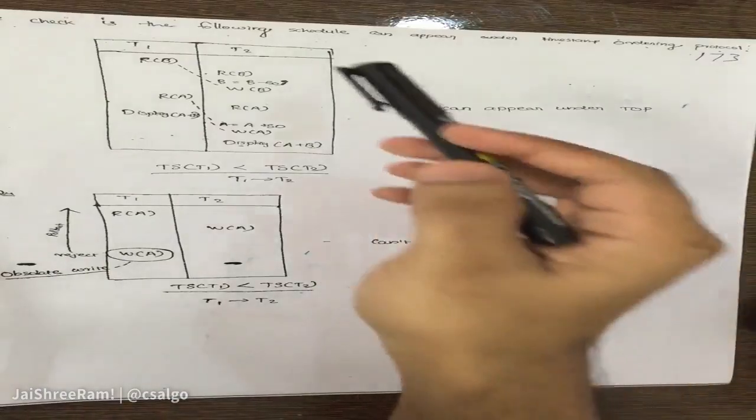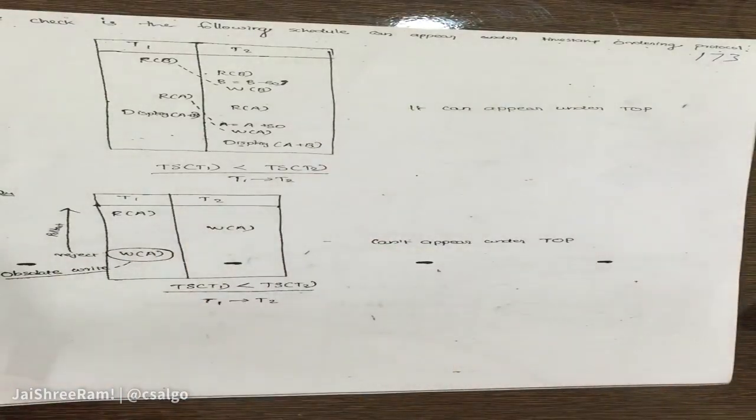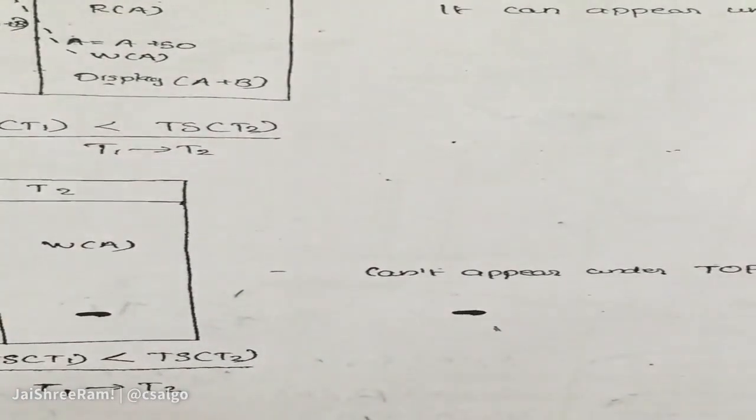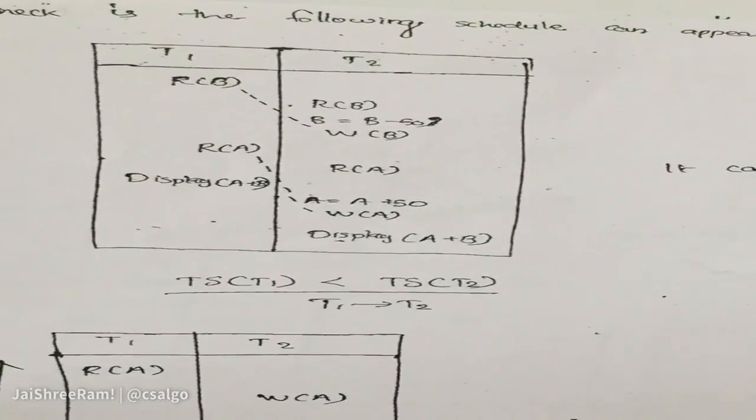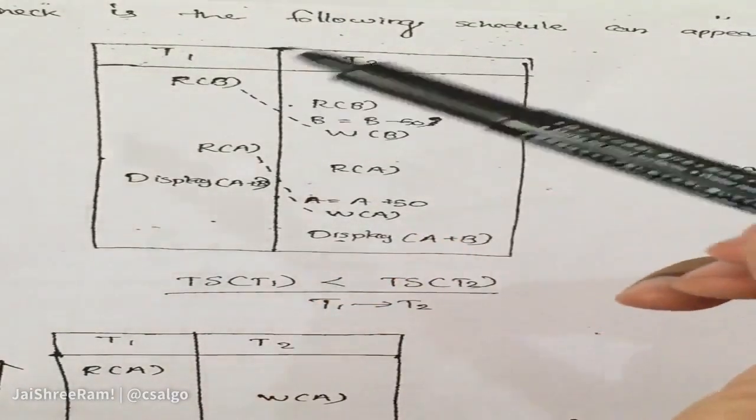Check which of the following schedules can appear under timestamp ordering protocol. Which means if we have timestamp ordering protocol, which are allowed? That is what they're asking. So here they didn't mention anything about Thomas Write rule. So without Thomas Write rule, we are supposed to solve this.